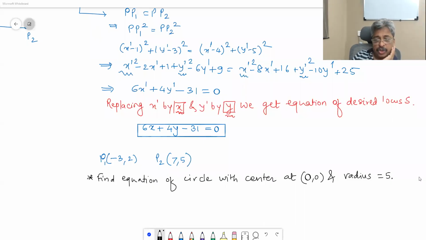Okay. If you solve it as a locus problem, the final answer that you will get is x square plus y square is equal to 25. This is what is the required locus or equation of a circle. It looks like this.